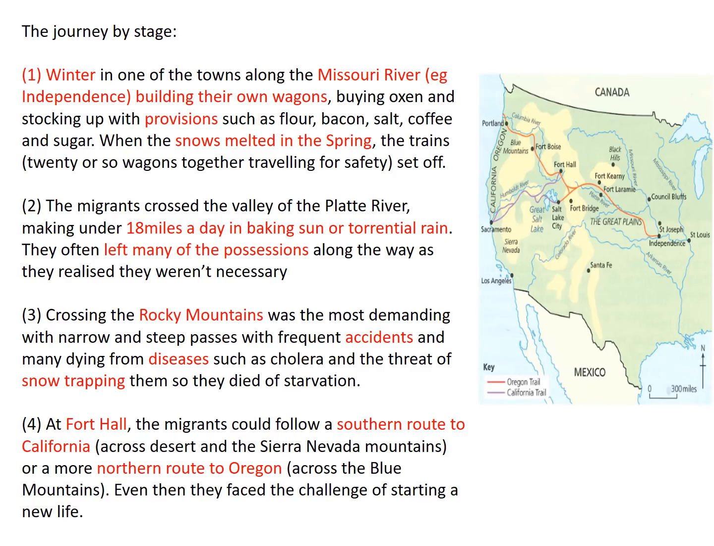So it's a very tough journey. First of all, any migrants would have to make their way to one of the towns at the edge of the plains, presumably by railroad. If they were making this journey, it's a tough start even from the very beginning.